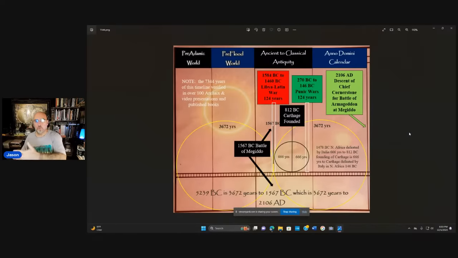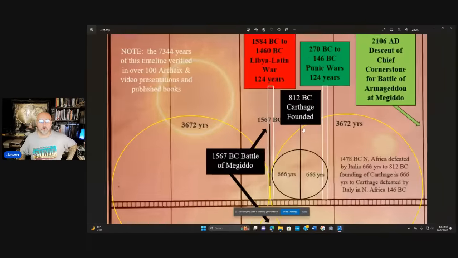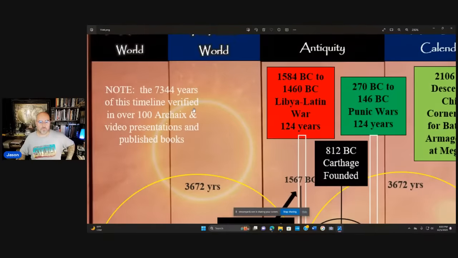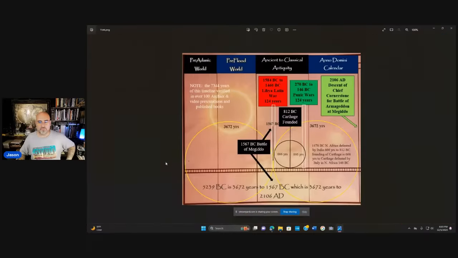This right here shows also 7,344 years of history. 7,344 years of the timeline verified in over 100 archaics and video presentations and published books. Here is the timeline. Archaics begins in 5239 BC because that's the oldest, most ancient calendar, which is based off 600-year units called the Anuna. I have whole videos about the Anuna Nur system.